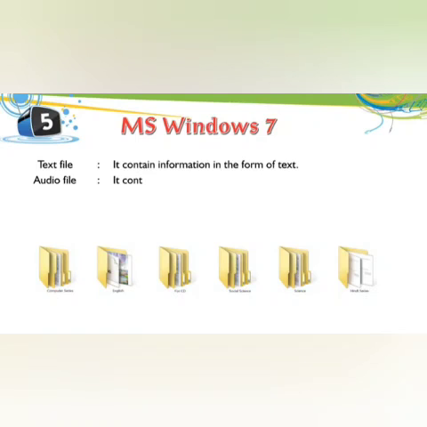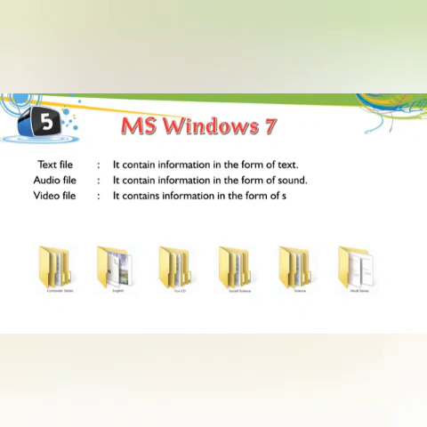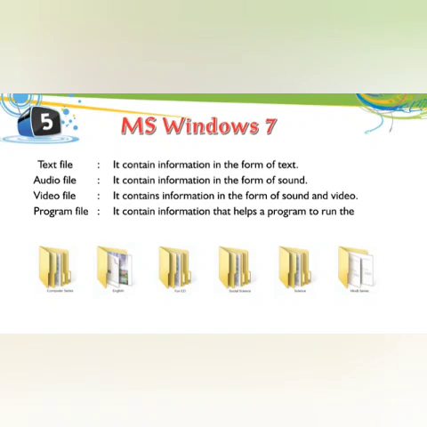Audio file. It contains information in the form of sound. Video file. It contains information in the form of sound and video. Program file. It contains information that helps a program to run. When you save a file, you need to give it a name.